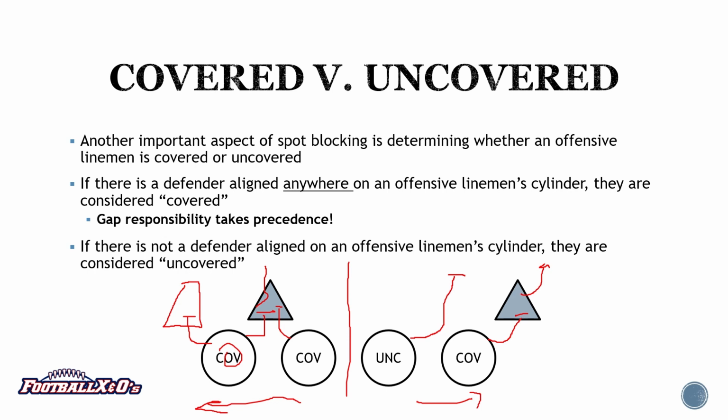So, to make a long story short, if an offensive lineman is covered anywhere on his cylinder, he is considered covered with the understanding that his gap responsibility takes precedence. Remember that gap over everything else. So if there's no threat, you're going to work to the nearest defensive lineman that is to your play side or down gap side, depending on the run call. And you're going to work through that gap. If there's no threat, you're going to climb.